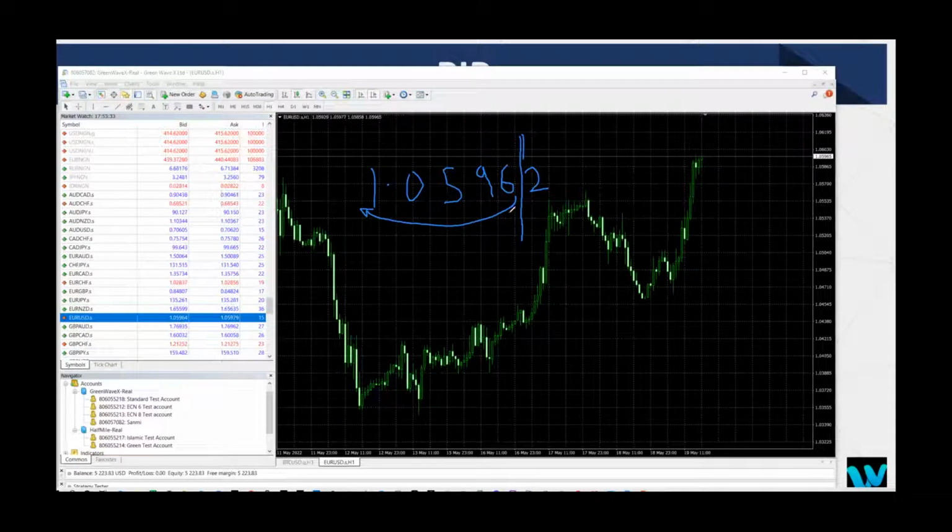Whatever number you have here is in units. Whatever number you have here is in tens. This is 96. This is 596 pips. There's nothing here, it's still 596 pips. And from here it is 10,596 pips.